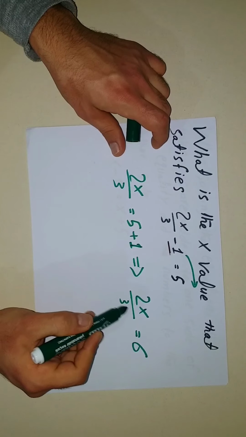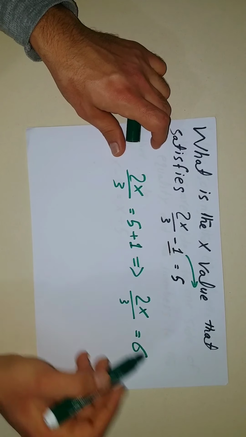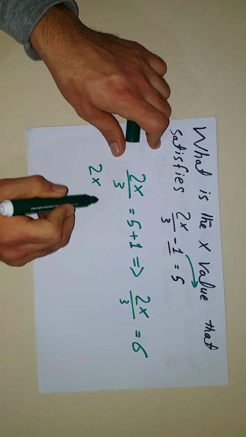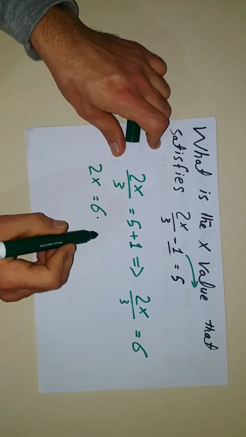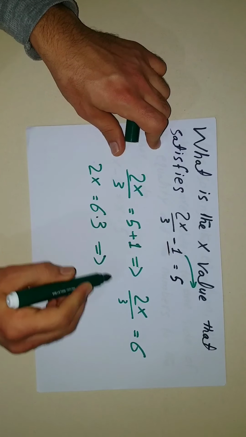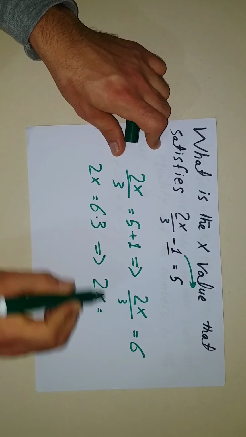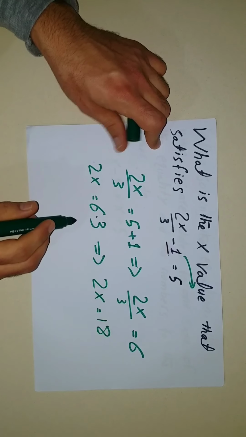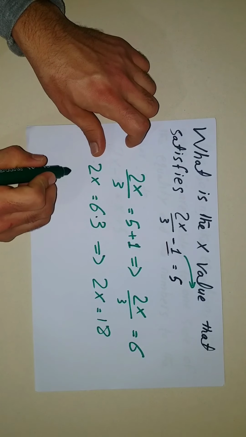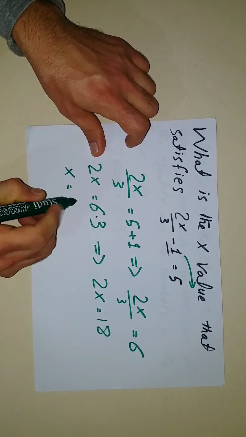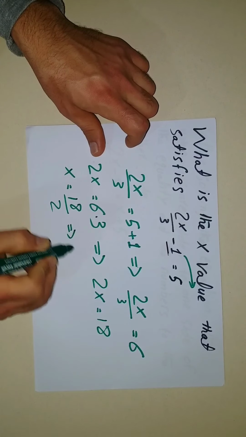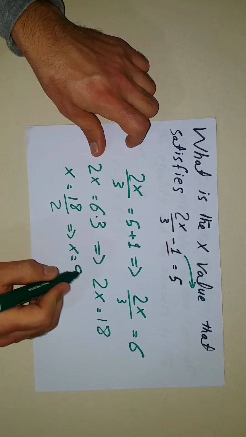Now this 3 is in division. If it goes to the other side, it will go as a multiplication. So 2x is equal to 6 multiplied by 3. So 2x is equal to 18. Now I will transfer this 2. This 2 is in multiplication. So x is equal to 18 divided by 2. x is equal to 9.